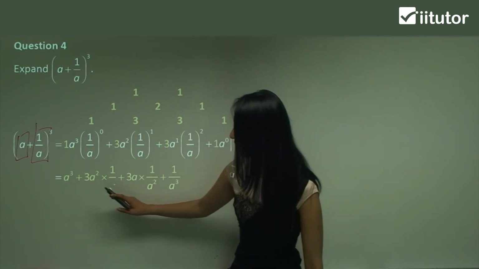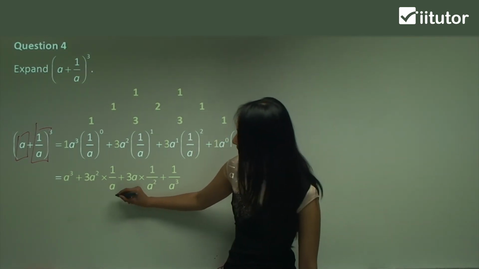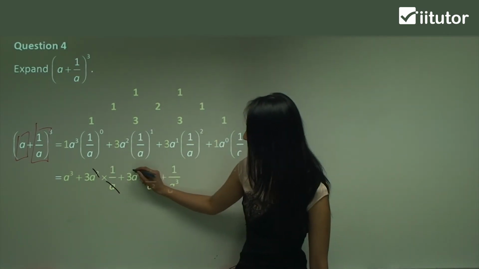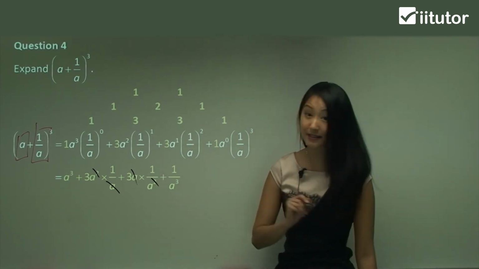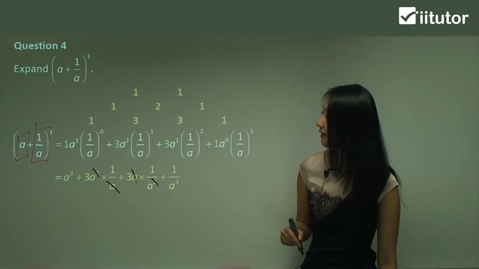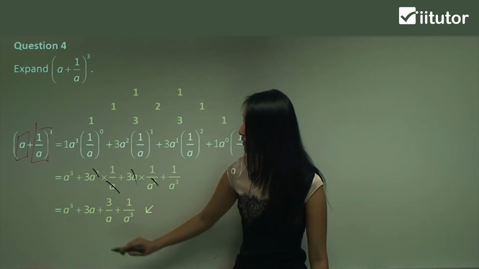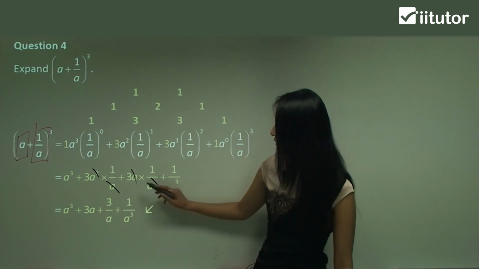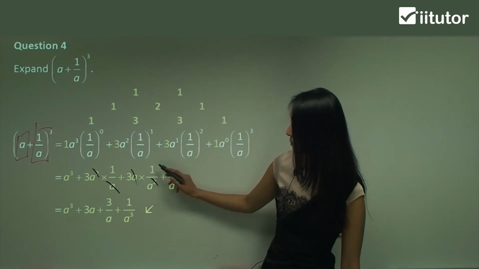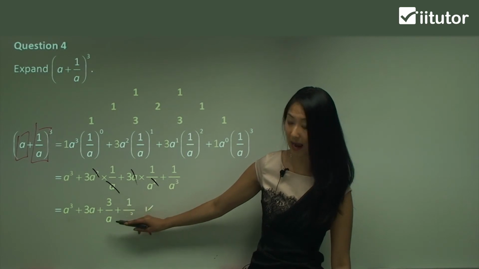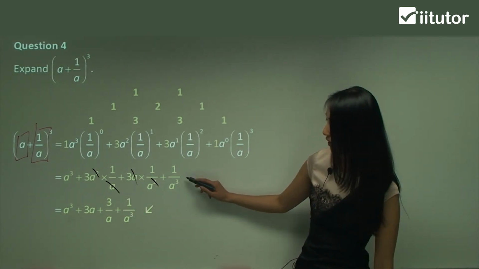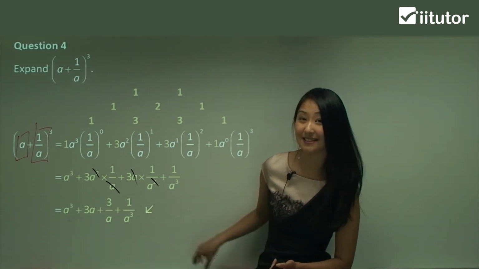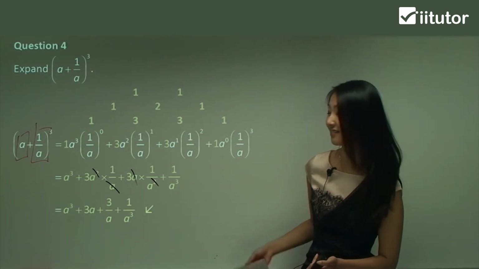So nothing you can do here, but look for what you can cancel. So can you see how that a can cancel with one of those a's? And this a here can cancel with one of those a's, like that. So finally, you should get a to the power of 3, that just becomes 3a times 1 is just 3a. That is 3 times 1 on a, so you just get 3 on a. And finally, that's just 1 on a cubed. Okay, can you see that? And you can just leave that as is, and that's your expansion.